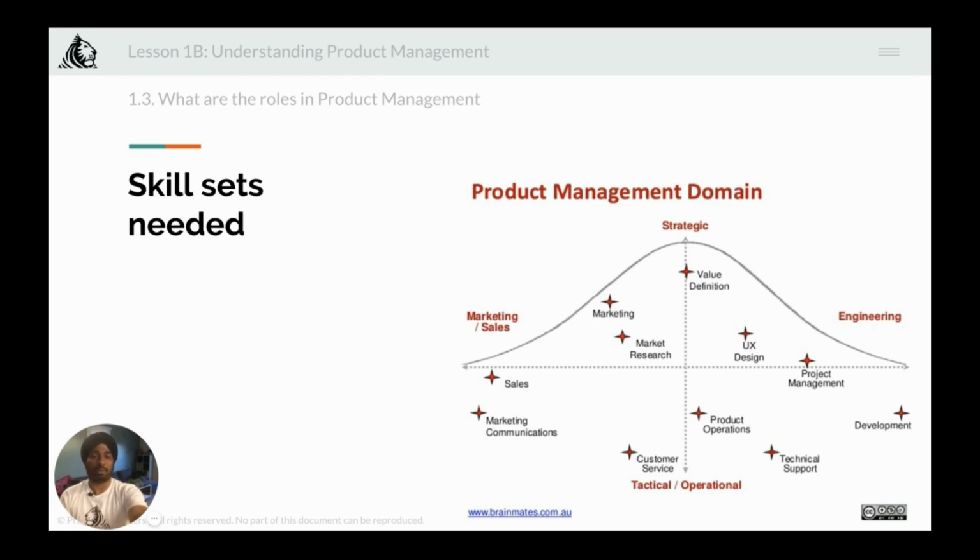So in the product management domain, effectively all of these things come together, but specifically the strategic and the engineering angle, where the value definition, the UX design, and the project management have become the core anchor of a product manager.